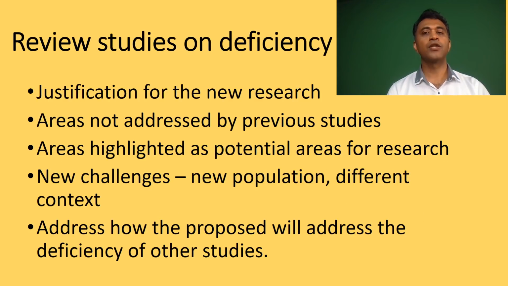Further, studies should be reviewed on the deficiency in the explanation of the knowledge. This would lead to a justification for the new research. This section comes next to identify the deficiency that required this proposed research, or rather how the problem was arrived at. This presents the justification for the need for the proposed research. Areas not addressed by previous research can be highlighted as potential areas for research, and one of them can become the problem of interest. New challenges or research in a new population or in different contexts can also be a new problem to be investigated, and it should address how the proposed study will address the deficiency of earlier studies.